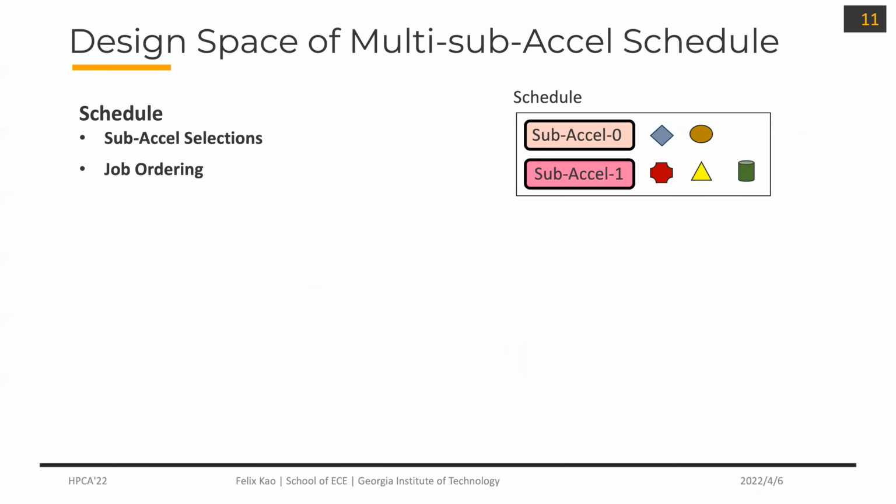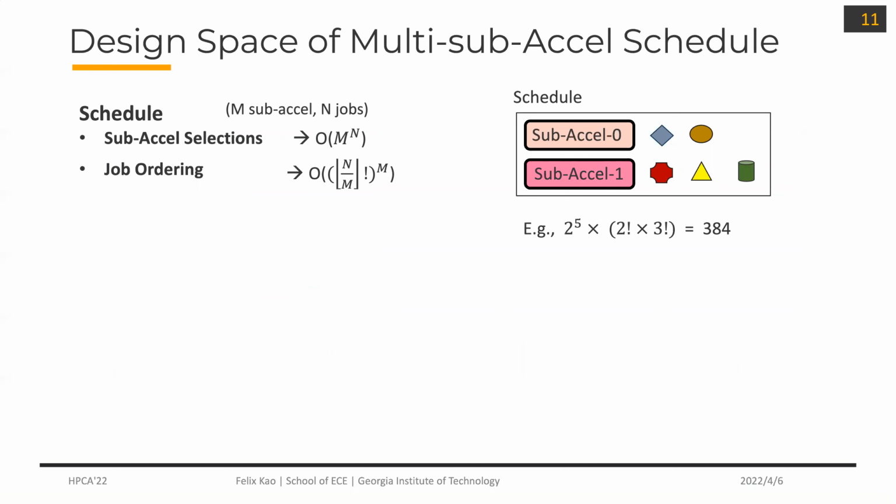As we've seen previously, the design space of a schedule includes 2 parts, sub-accelerator selection and job ordering. For an M sub-accelerator architecture running n jobs, the sub-accelerator selection could have big O m to the n choices. And the job ordering complexity is like this. So n divided by m means the average number of jobs in each sub-accelerator, and they can have different permutations. And we'll do this for all the m sub-accelerators.